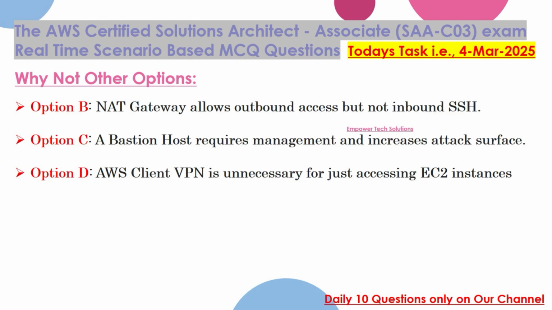Why not other options? Option B, NAT Gateway allows outbound access, but not inbound SSH. Option C, a Bastion host requires management and increases attack surface. Option D, AWS Client VPN is unnecessary for just accessing EC2 instances.